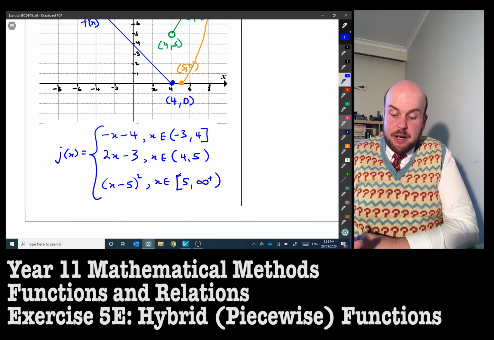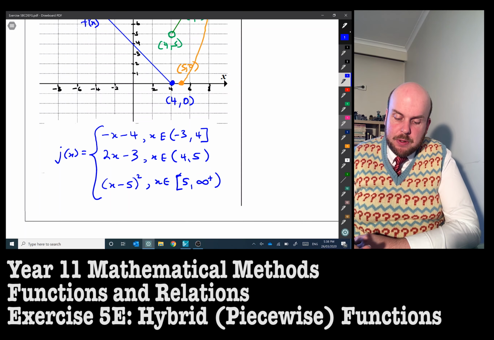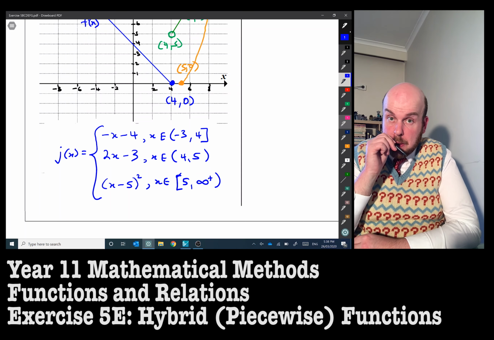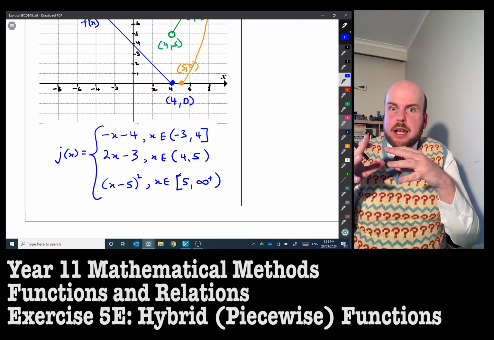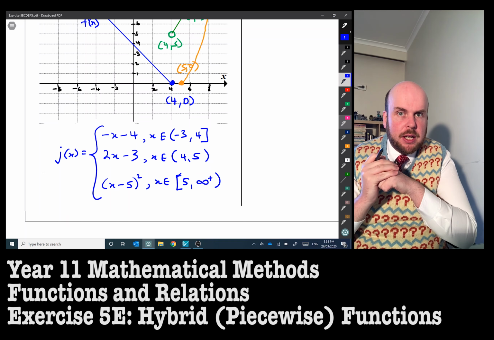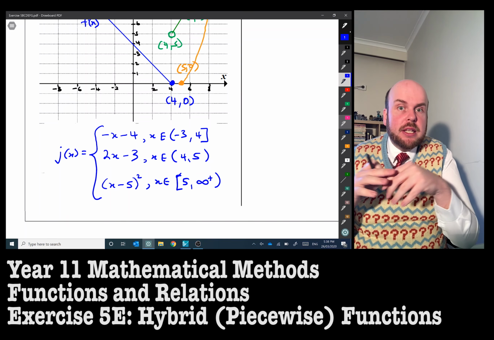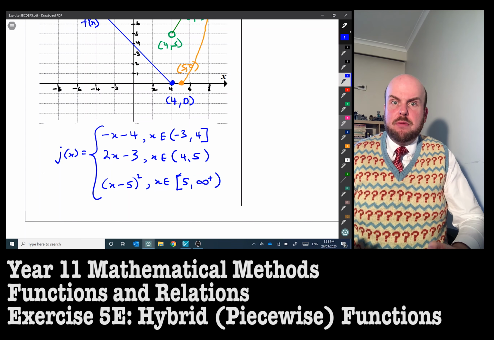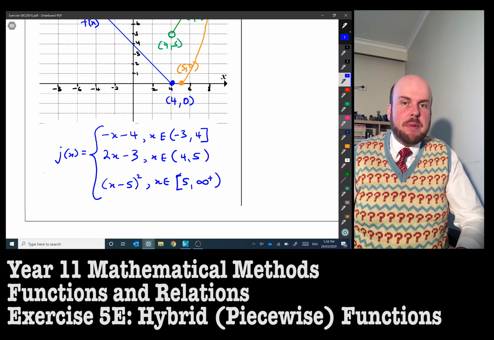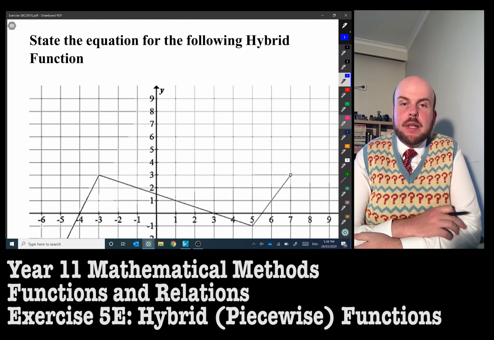In order for it to be a function, we have to make sure that at the endpoints of each of the domains we put on there, one has to be including, one has to be not including. If they are both including, then it's no longer a function. It would be a hybrid relation, I guess, would be the best term for it.